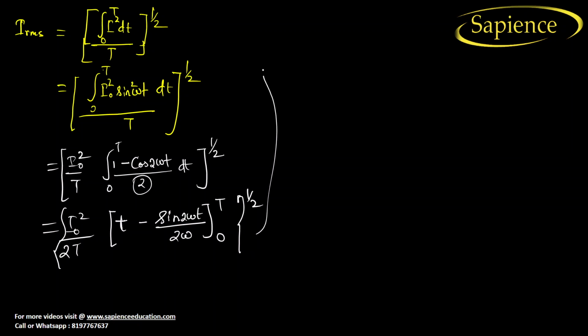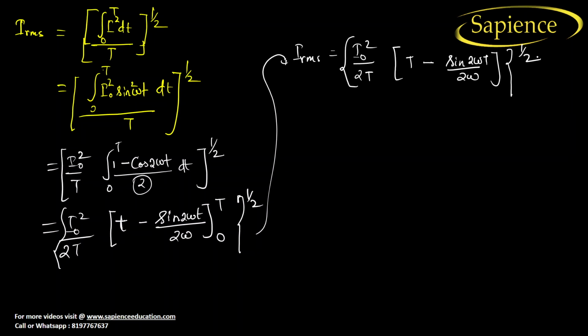Now again I am just writing in this direction, so this will be IRMS. Again IRMS is equal to I naught square by 2T, and if you put the limits, T minus 0 is T, minus sine 2 omega T by 2 omega minus 0, which will be 0. Okay, we have put the limit, and this whole as a root.